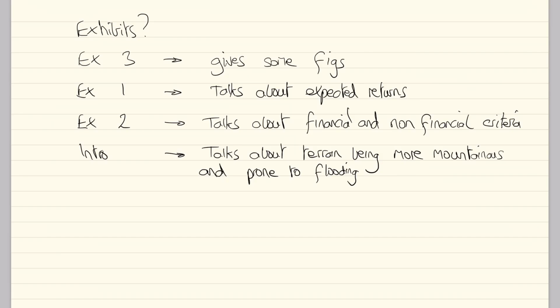In terms of where we're going to get some of this information from, having maybe annotated the exhibits, we see Exhibit 3 giving us some figures, we see Exhibit 1 talking about expected returns, and we see Exhibit 2 talking about financial and non-financial criteria. There's also indication in the introduction that the terrain in B is a bit more mountainous and prone to flooding.